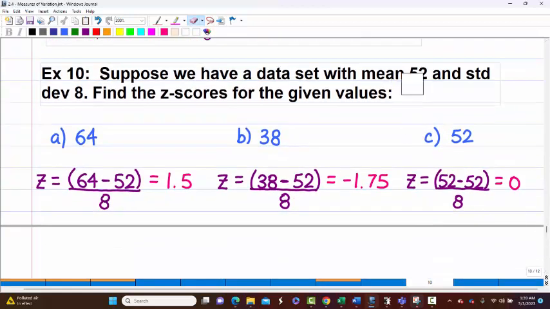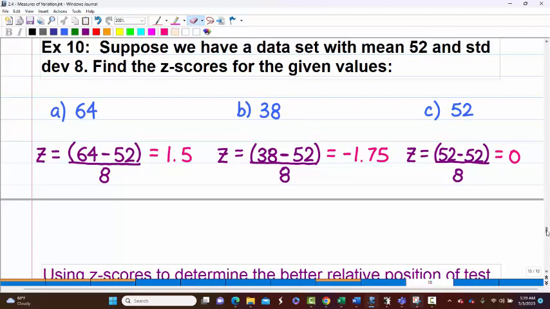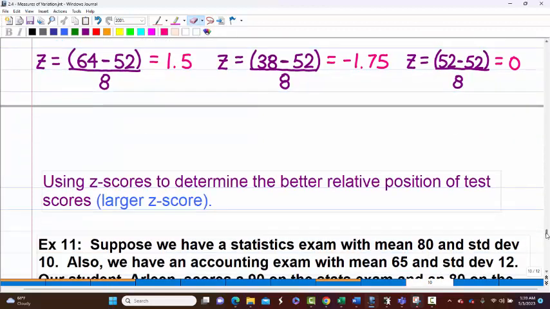Now, here we have a data set with mean 52, standard deviation 8. Just find the z-scores for 3 particular data values from that set. So the first one, 64 minus 52 divided by 8 is 1.5. 38 minus 52 divided by 8 would be negative 1.75. And then 52 minus 52 divided by 8 equals 0. And there you go, easy calculation.